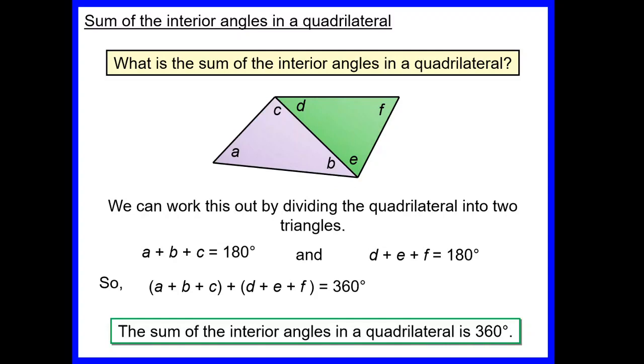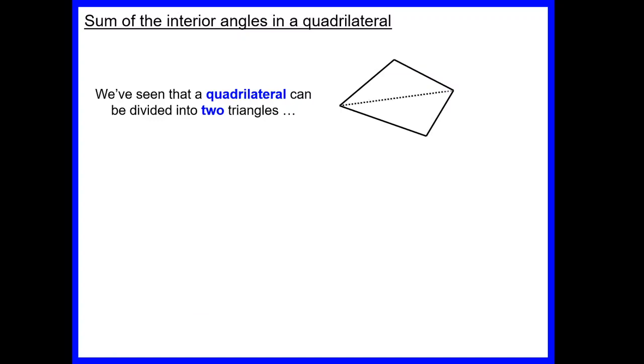Now that we've used this method to move from a triangle to a quadrilateral, can we use it for any of the other polygons? We've seen that a quadrilateral divides up into two triangles.